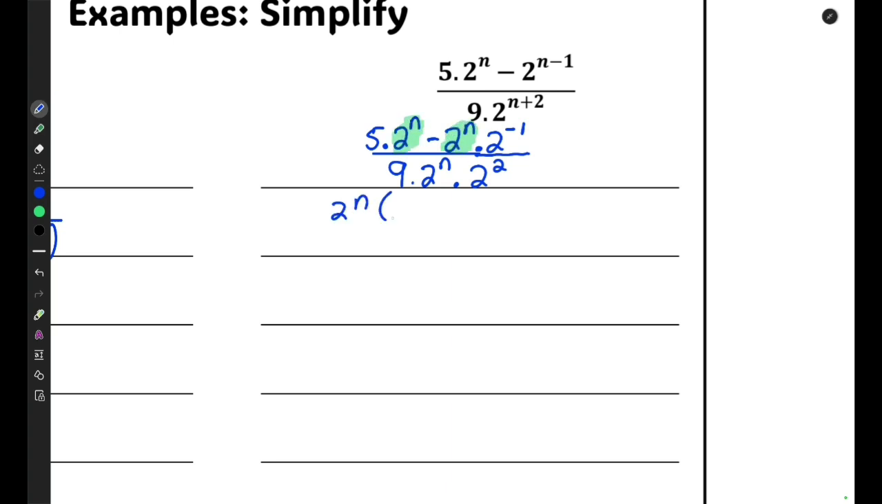So 2 to the power n goes in front. If I take those green terms away, I'm left with 5 minus 2 to the power minus 1. And then at the bottom, I can't take it as a common factor. I'm just going to write it in front. And then the 9 stays there, and the 2 squared stays there.